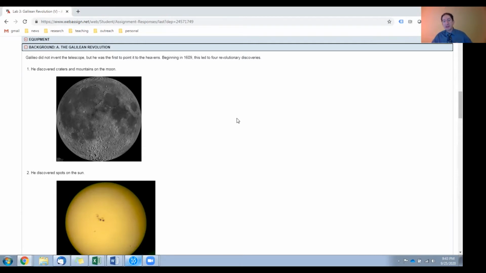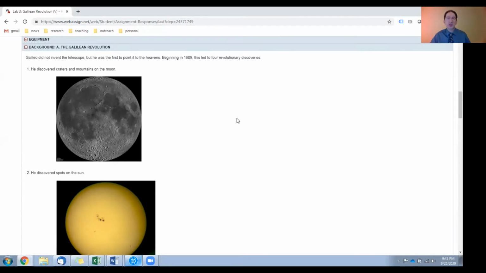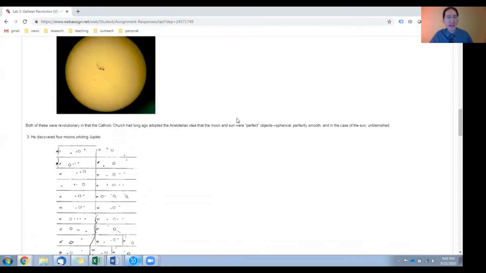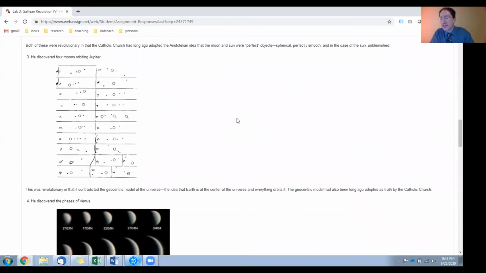In the case of the sun, he saw spots. Now, if I were to point a telescope at the sun and look through it, I'm sure I'd see spots too, but he kept very careful records, and what he drew matches up with what we now know to be sunspots. The sun is indeed blemished, and the moon is not perfectly smooth. So these two discoveries contradicted church teachings of the day, but not, as I said, directly test the geocentric model.